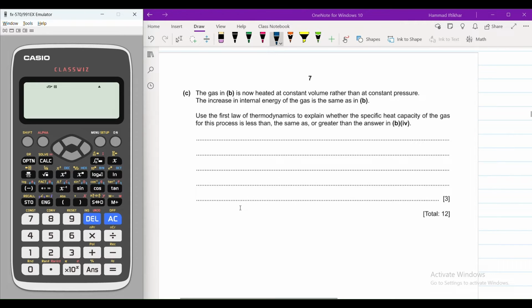Oh, sorry. The gas in B is now heated at a constant volume rather than at constant pressure. The increase in internal energy of the gas is the same as in B. Use the first law of thermodynamics to explain whether the specific heat capacity of the gas for this process is less than, same as, or greater than the answer in B4.